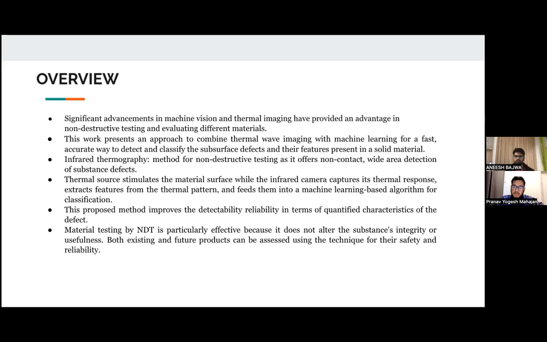In our project, we combine thermal wave imaging and machine learning for a fast and accurate way to detect and classify the subsurface defects in a solid material.